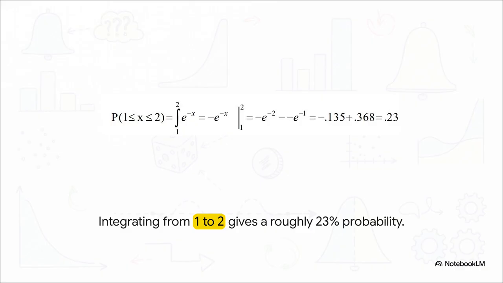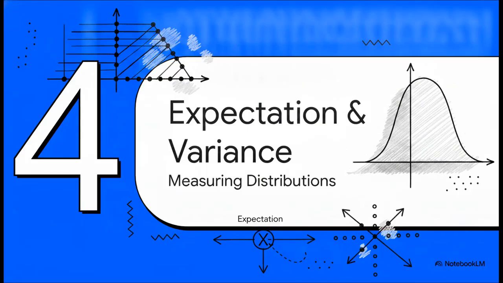Now, for anyone who might be new to this level of math, please don't worry. The integration formula here might look a little intense, but it's really just the mathematical engine we use to calculate that shaded slice. By integrating the exponential function from 1 to 2, the math churns out a result of roughly 0.23, or a 23% probability. And finally, part 4, expectation and variance.